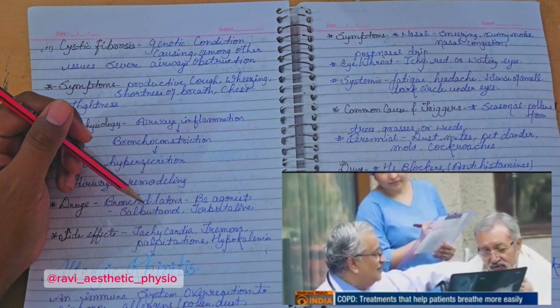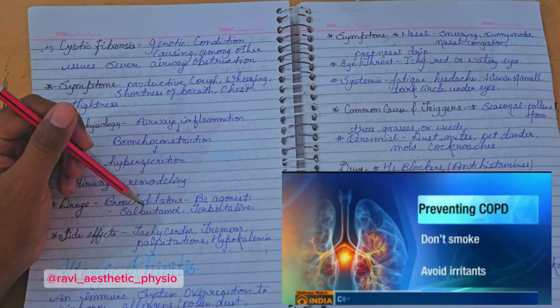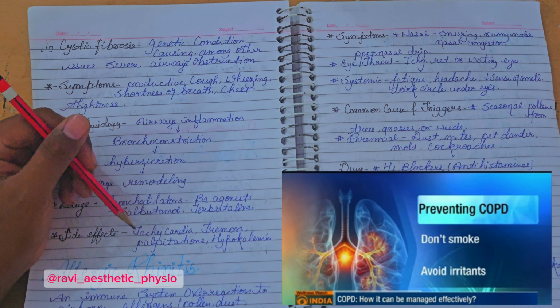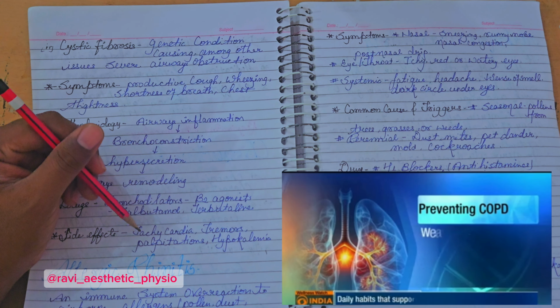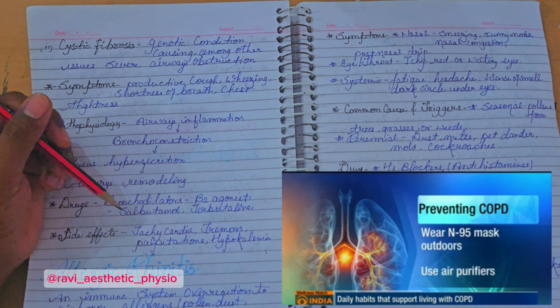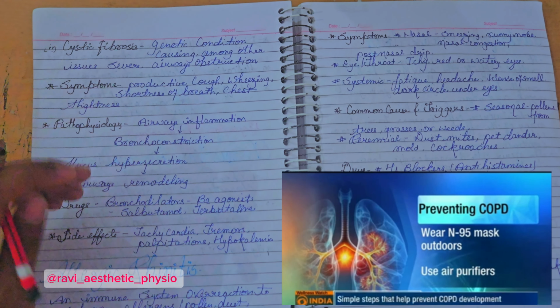If you regularly take salbutamol and terbutaline, these two medications, tachycardia, tremors, palpitations, or hypokalemia can be seen. So that is chronic obstructive pulmonary disorder.